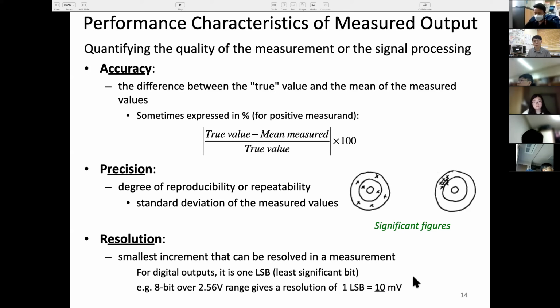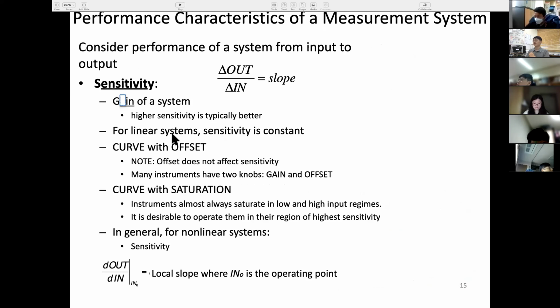So there, if you calculate that, it is 10 millivolt, and how it happens is because 8 bit provides you 256 levels. And so the whole range of 2.56 volt divided by this number of levels gives you 10 millivolt per one level, which we define as a resolution. Remember that? So that is 0.01 volt or 10 millivolt as a resolution. All right.